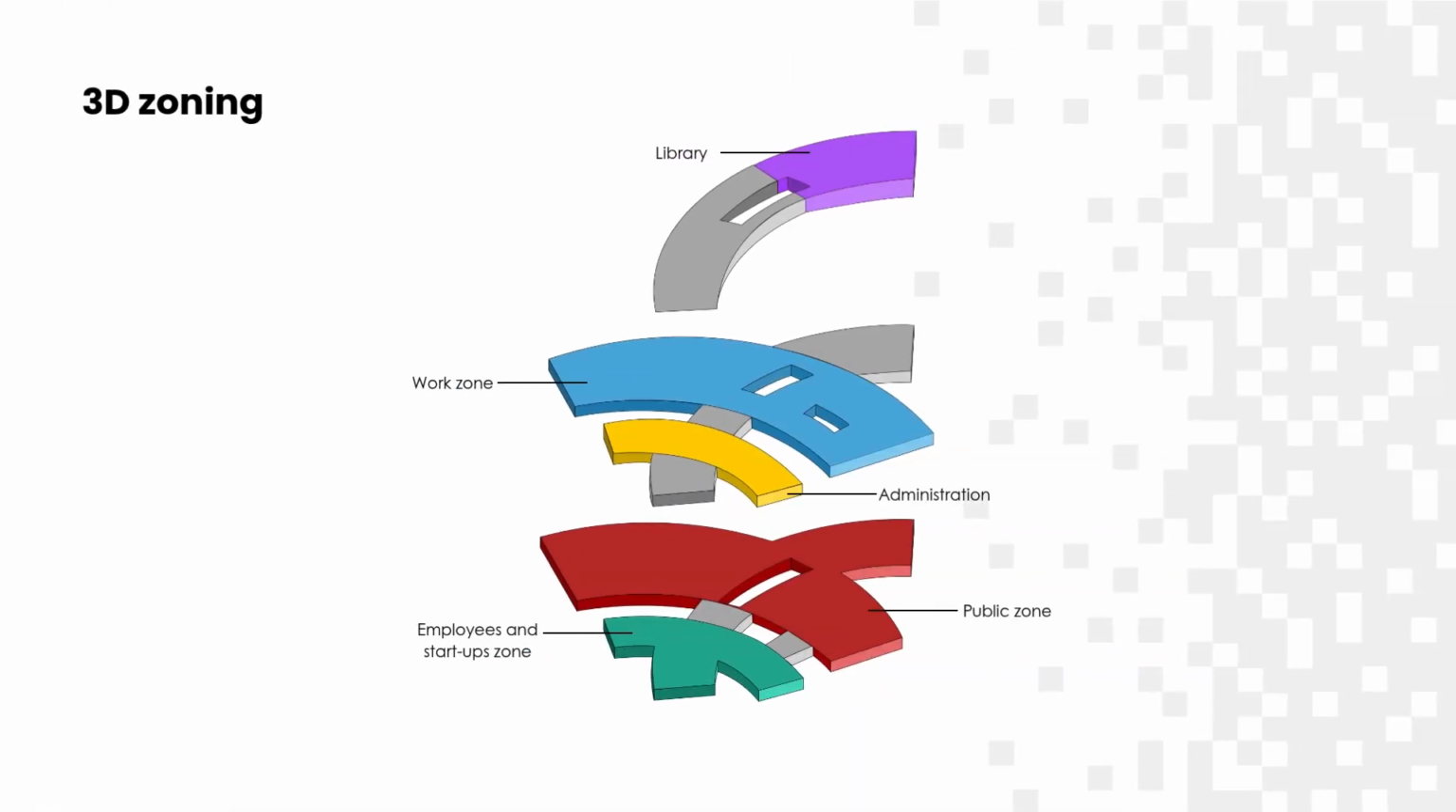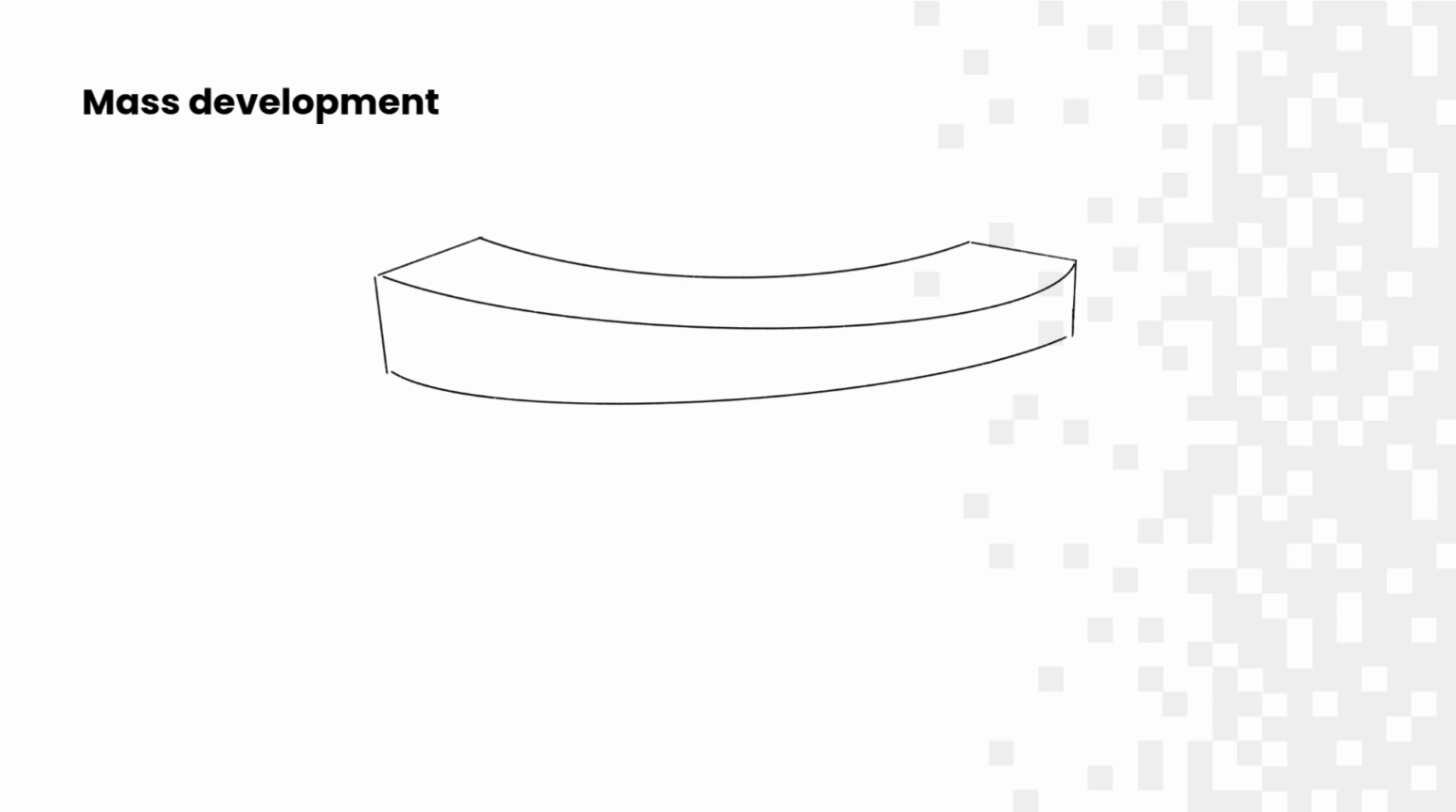This 3D zoning diagram shows the general zones of the building in each floor: employees and startup zone and the public zone in the ground floor, administration and work zone in the first floor, the public library in the second floor. The mass consists of the main axis mass, which acts as the vertebrae of the building.